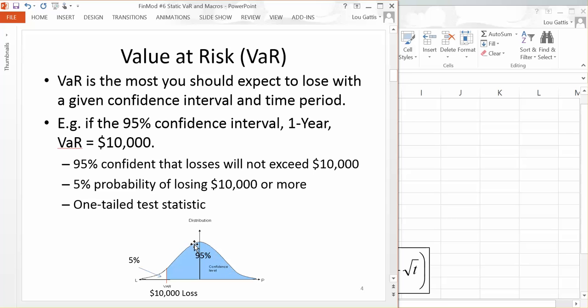Graphically, that means that 95% of the expected values are expected to be a loss less than $10,000, or that 95% confidence interval 1 year VaR means that there's a 5% chance of having losses of $10,000 or more. So it's a one-tail statistic.